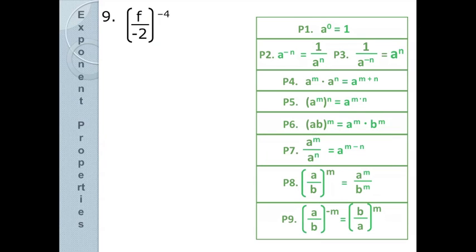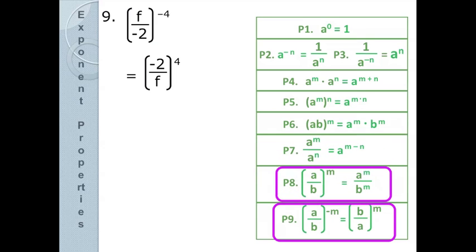Example number 9. We have f over negative 2, all raised to the negative 4th power. Here we will start with property number 9. It says we will take the reciprocal of the fraction and change the exponent to a positive. Notice when we change the fraction, it does not change the negative 2. It only changes the exponent, the negative 4, to a positive 4.